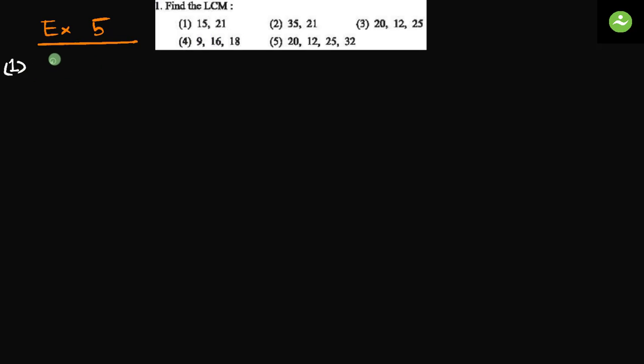15, 21. These two numbers. We have to find the least common multiple. Now, what is least common multiple? LCM means least common multiple.